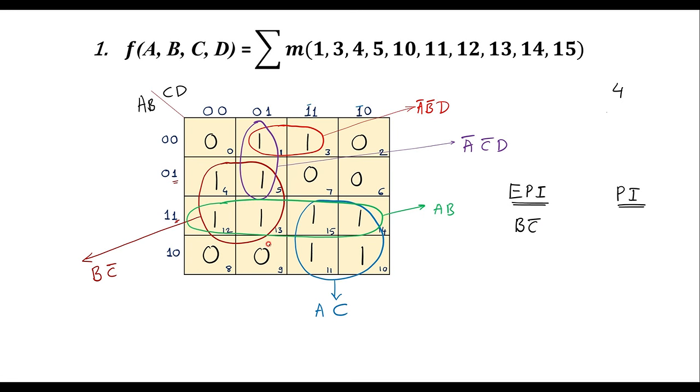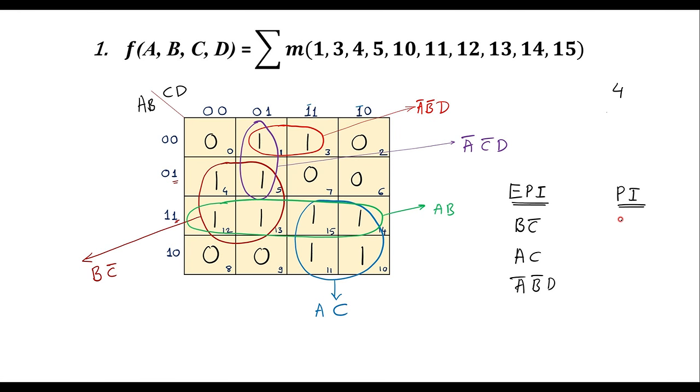I can write BC bar is essential prime implicant. Similarly here if you observe 10 and 11 cells, this is covered only once. So AC bar will become essential prime implicant. This is AC, which is essential prime implicant. Also we can see that these two ones are covered only once, so A bar, B bar, D is also an essential prime implicant. So here we got only 3 essential prime implicants.